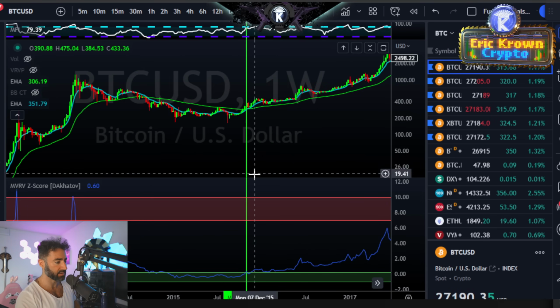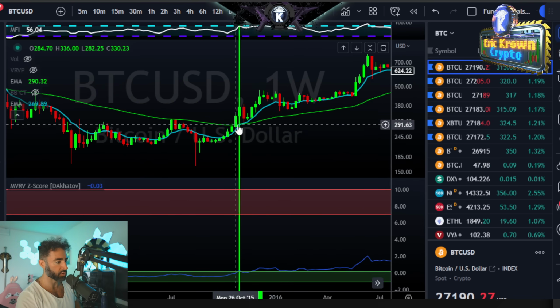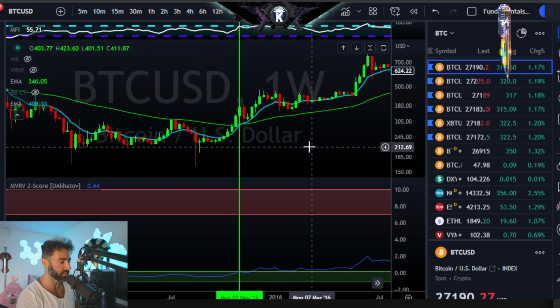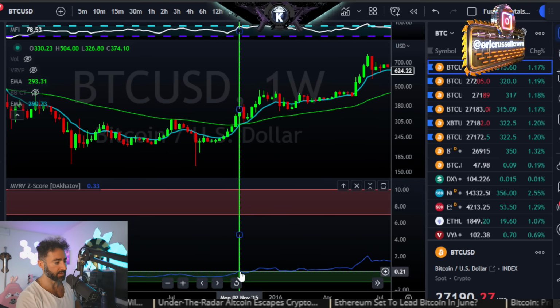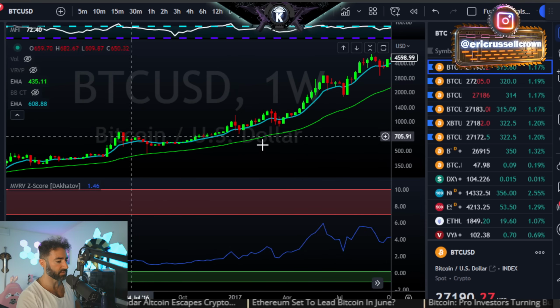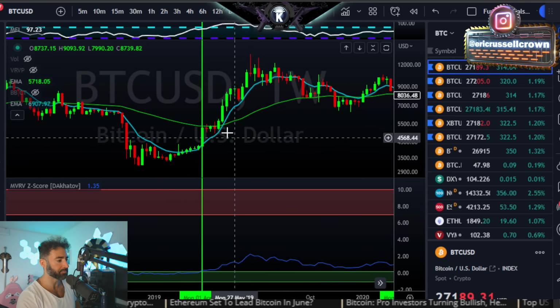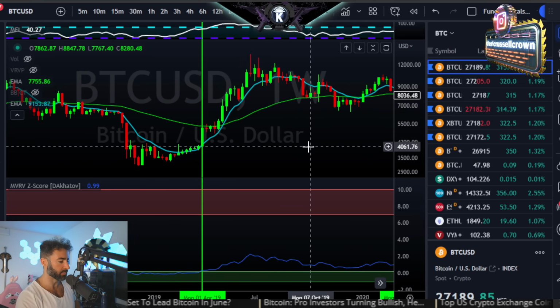But same thing over here, as these two moving averages cross in a more bullish fashion with the lower period above the higher period, we do see that this signature happens over here on the MVRV. Same thing over here, obviously, and kind of propelling that run.